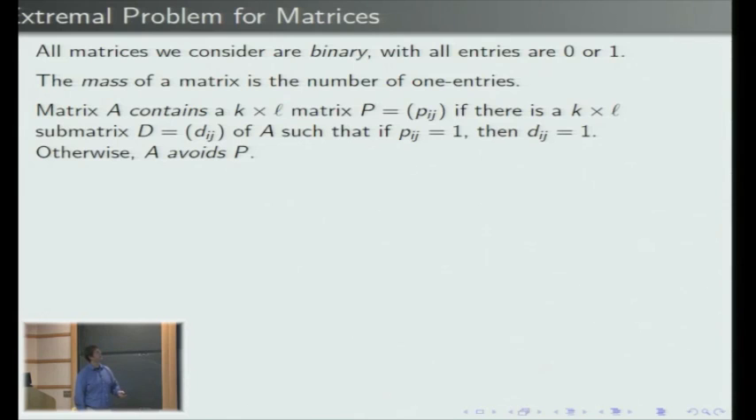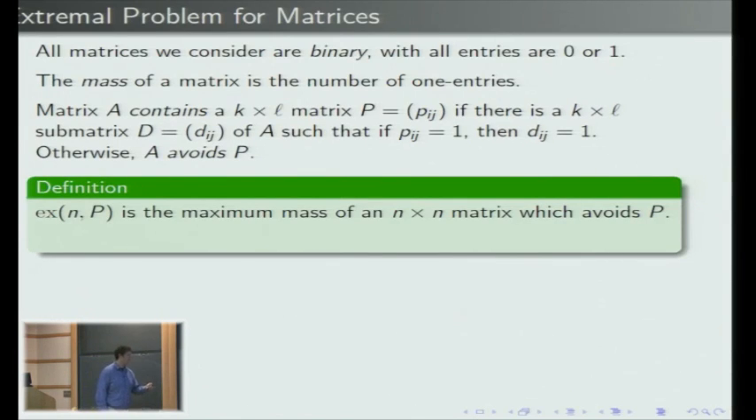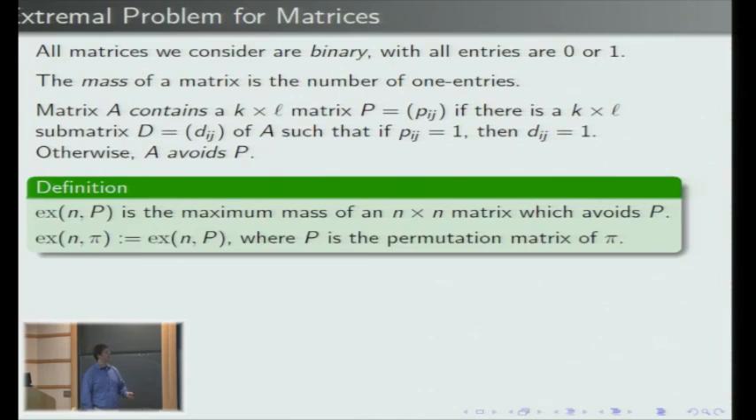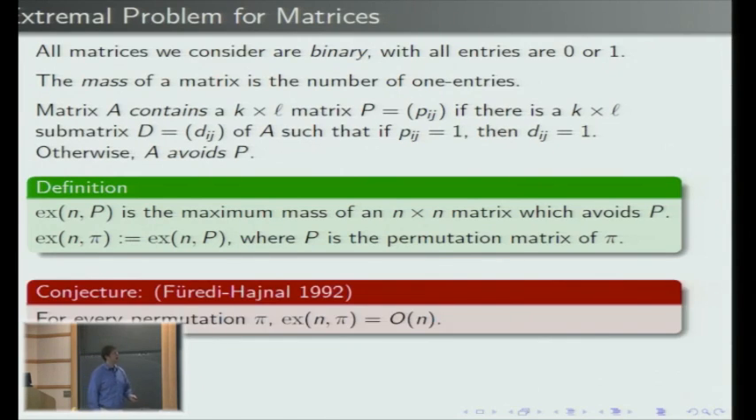Okay. So a very natural and old problem in extremal combinatorics is to study the maximum mass, the maximum number of 1 entries you can have in an n by n matrix which avoids P. So this is ex(n, P). And for a permutation pi, you define ex(n, pi) to be ex(n, P), where P is the permutation matrix of pi. Permutation matrices have a 1 in every row and column. Now, a little over 20 years ago, Furedi and Hajnal conjectured that for every permutation pi, ex(n, pi) is at most linear in n. The constant here will depend on pi.